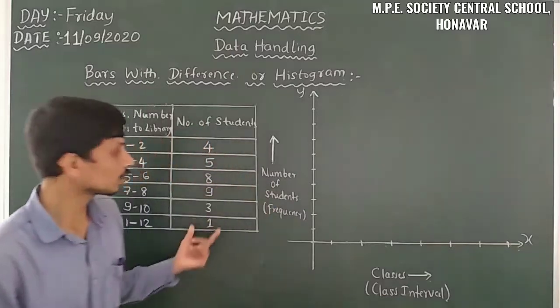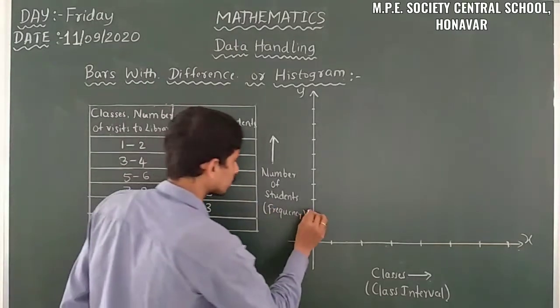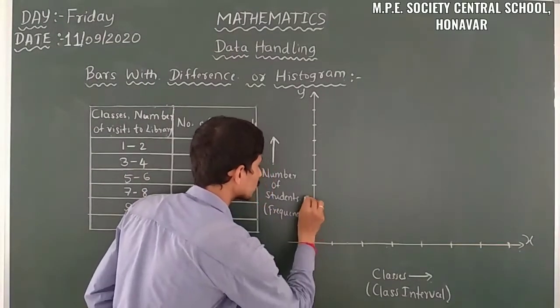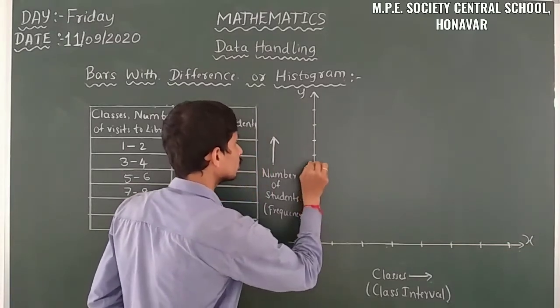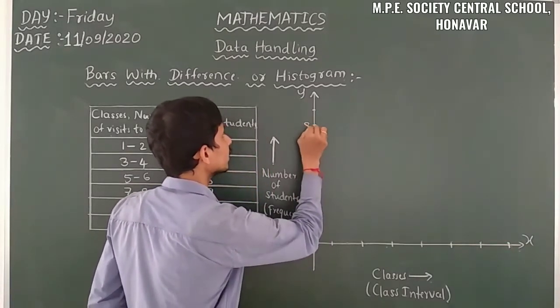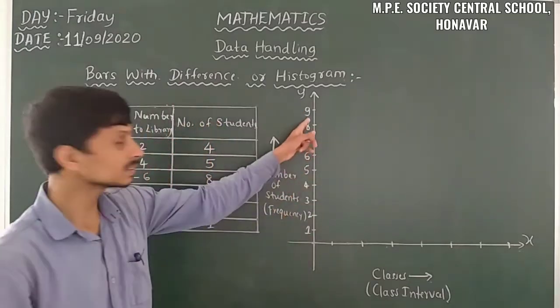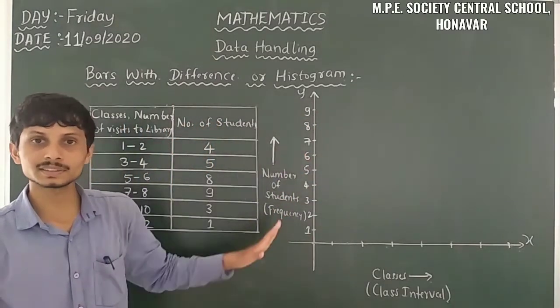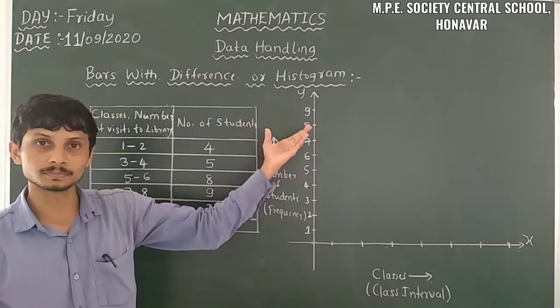So here only 1, 2, 3 like that. Better we take like that only: 2, 3, 4, 5, 6, 7, 8, 9. Yes, that means 9 is covered, so it's enough. You can take 10 also.